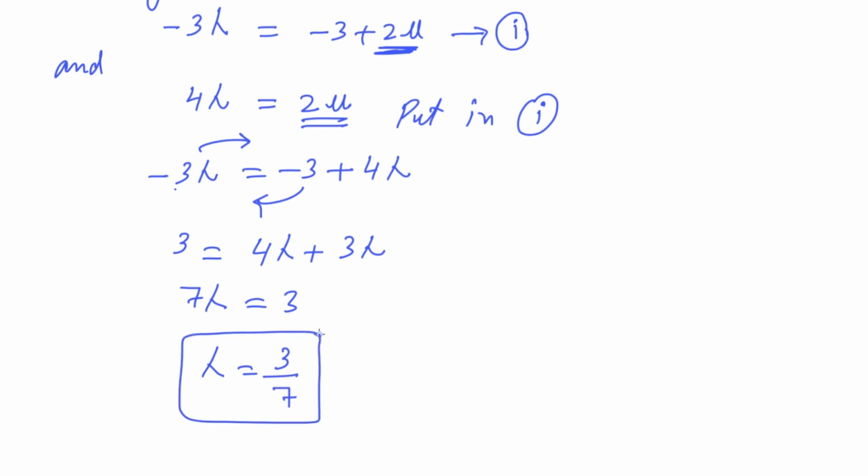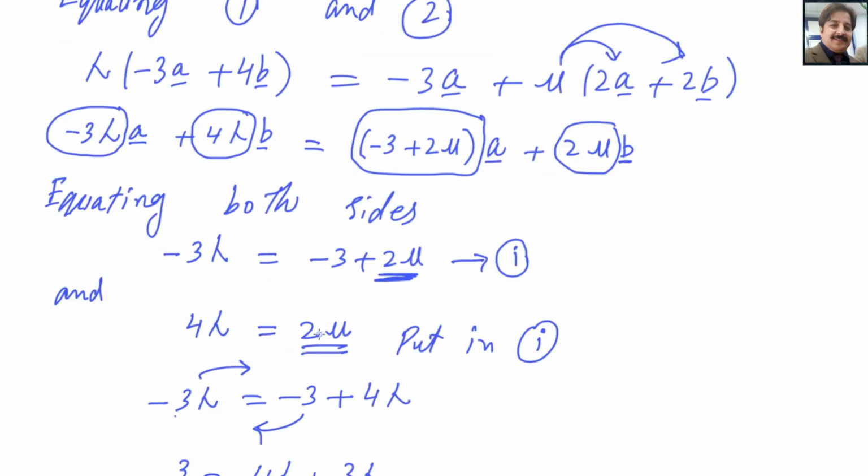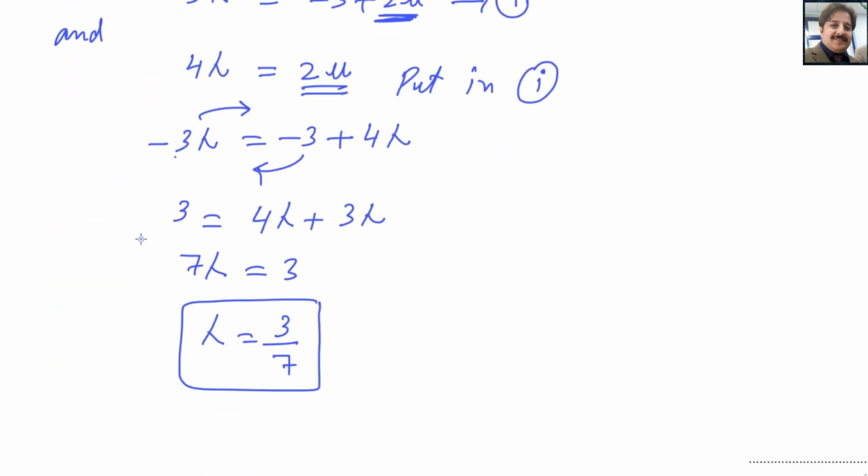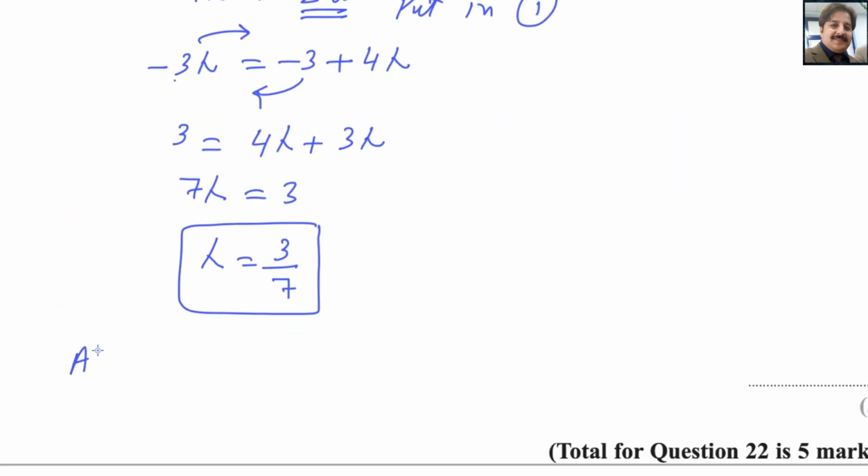This is the lambda, the constant multiple for AB. Look, in the beginning we have the formula AP equals lambda times AB. So lambda times AB, here you can substitute this value of lambda. AP vector is equal to 3 over 7 times AB. Okay, this means that it is 3 out of 7.